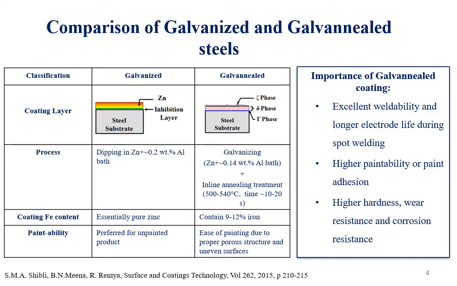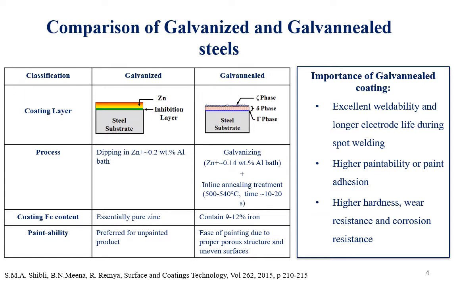However, in the galvannealing case, less than 0.128% aluminum is used, because otherwise it will form the inhibition layer at the interface and not allow the diffusion of iron into the coating. That's why we use 0.14 to 0.16 percent. So galvanized coating contains only pure zinc, no iron, and galvannealed contains 9 to 12% iron. Galvanized coatings are unpainted because they are smooth coatings, and galvannealed coatings are painted because they have some roughness.